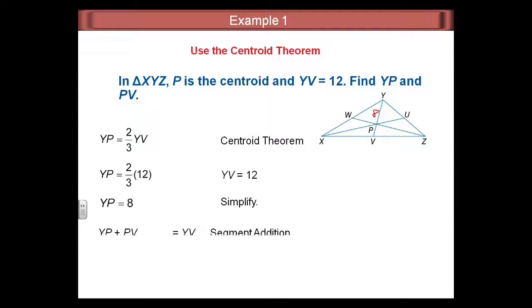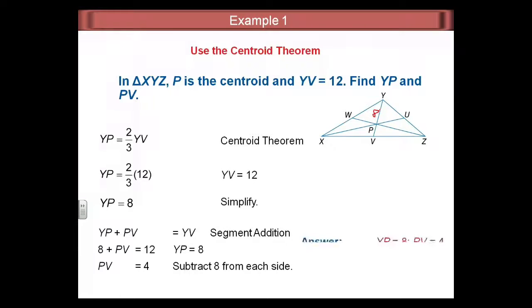I also am being asked to find PV. Well, there's 2 ways that I can do this. One is to say that YP plus PV, so the 2 parts add up to the whole segment, and then I can substitute. 8 plus PV is equal to 12, and therefore PV is equal to 4. I can also use the theorem that I learned in the last slide that says that YP is equal to 2x and PV is equal to x, which means that I can just cut this part in half and get that YP is equal to 8 and PV is equal to 4.